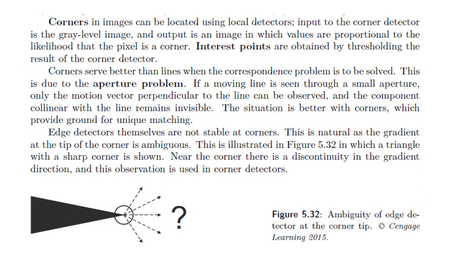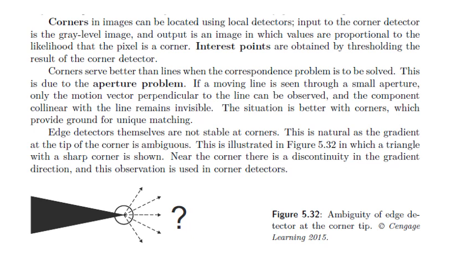So what are corners? Corners in an image may be located using local detectors. The input to the corner detector can usually be the grayscale image itself. Interest points we can obtain by thresholding the result of the corner detector. So first we go for the corner detector, then thresholding, and then we find the interest points. Corners serve better than lines when we want to solve these point of interest or correspondence problems.